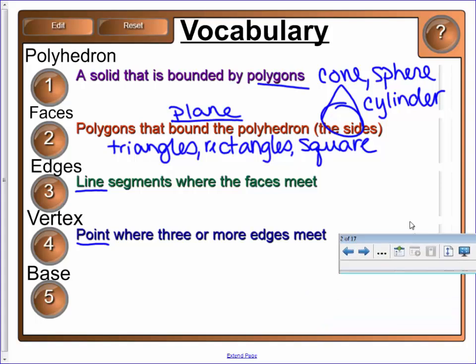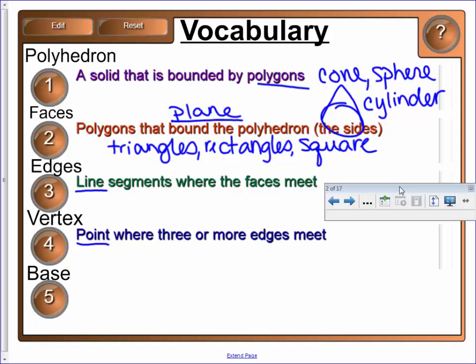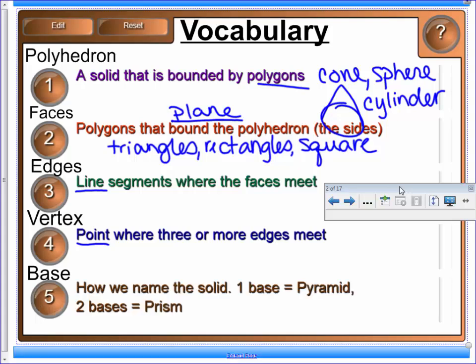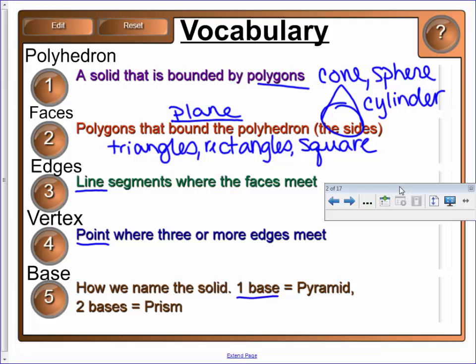Lastly, we're going to talk about the base. The base is really important. It's a part of the polyhedron, but it's really how we name it. Because if you have one base, it is a pyramid. If you have two bases, it's a prism. So we're going to talk more specifically about how to name it by identifying the bases.